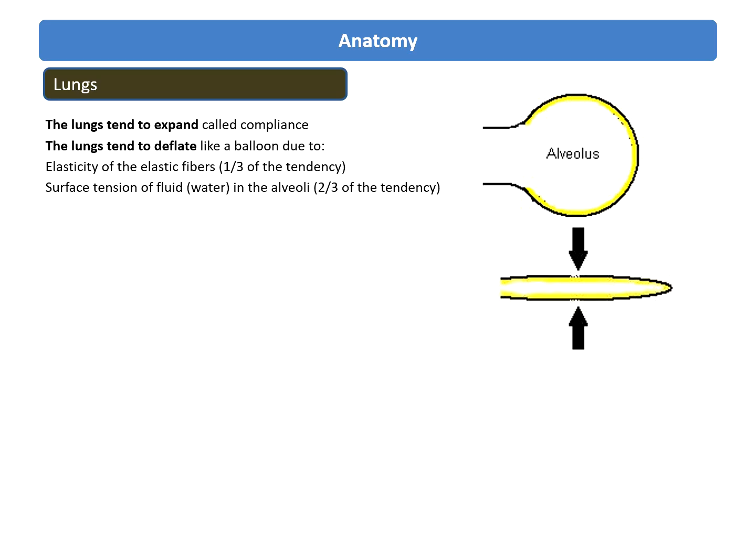And it's due also to surface tension of the fluid. Now, the fluid is mostly water, and you remember that water is sticky. Water sticks together because it has a surface tension. The surface tension of the water contributes about 2/3 of the tendency to deflate. Pulmonary surfactant, or PS, is a substance that decreases the surface tension of the water.